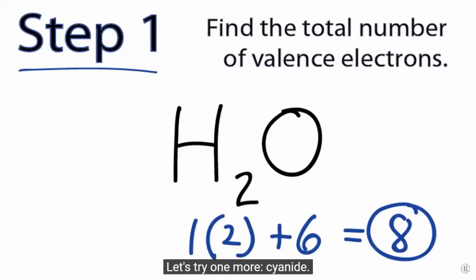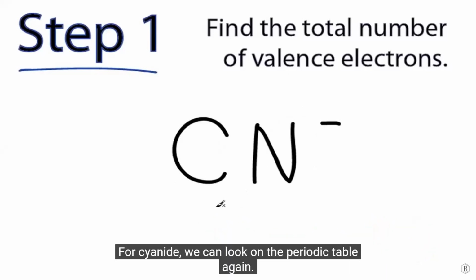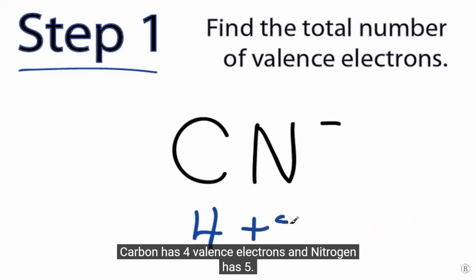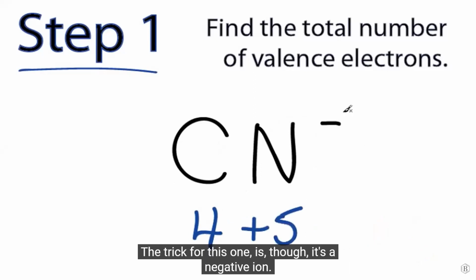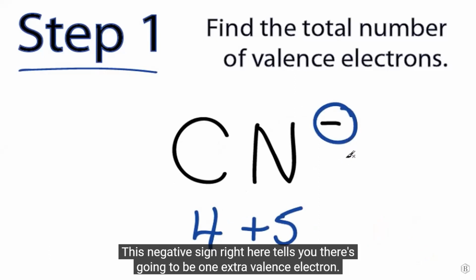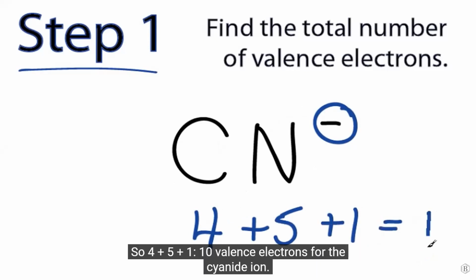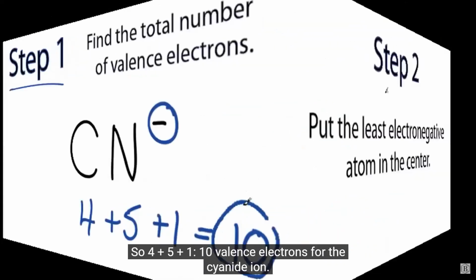Let's try one more, cyanide. For cyanide, we could look on the periodic table again. Carbon has 4 valence electrons, and nitrogen has 5. The trick for this one is, though, it's a negative ion. This negative sign right here tells you that there's going to be 1 extra valence electron. So 4 plus 5 plus 1, 10 valence electrons for the cyanide ion.